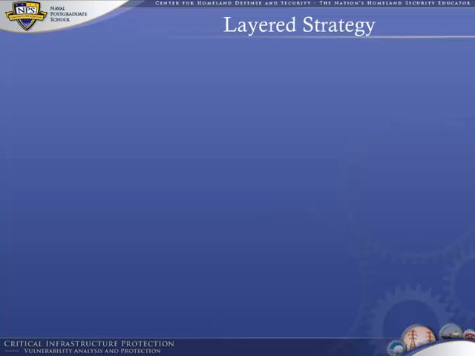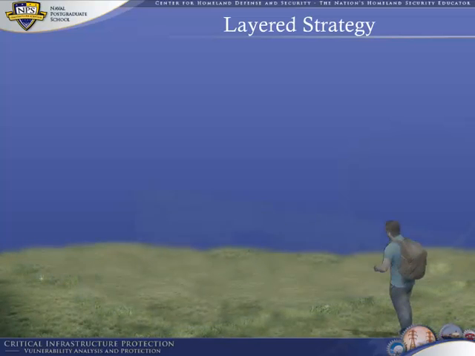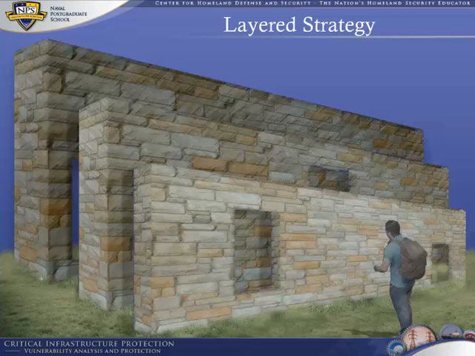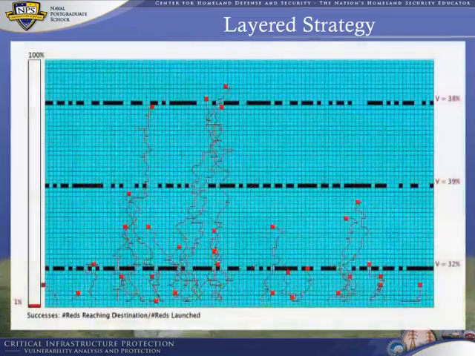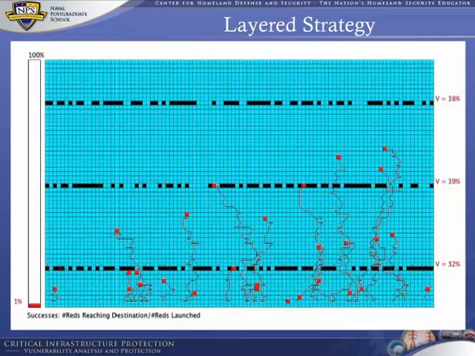Before moving on, let us look at one more strategy, the layered defense strategy. Most people think this is the most effective way to use resources because the likelihood of passing through several security layers drops off exponentially. This simulation illustrates the idea.